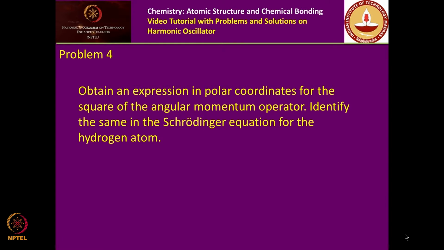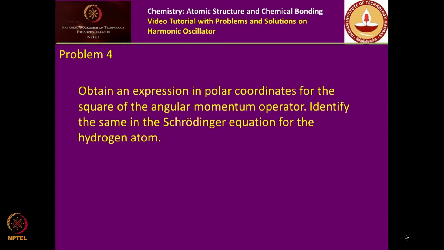Identify the same in the Schrodinger equation for the hydrogen atom. The second step is very important. In fact, precisely the angular term is nothing but L square by 2I, where I is the moment of inertia for the electron in the hydrogen atom. And that L square operator is what we are going to get through this problem. Now, this is somewhat long, so let's try and do this slowly.